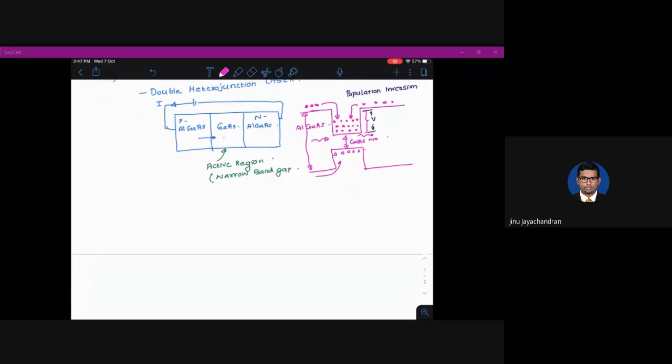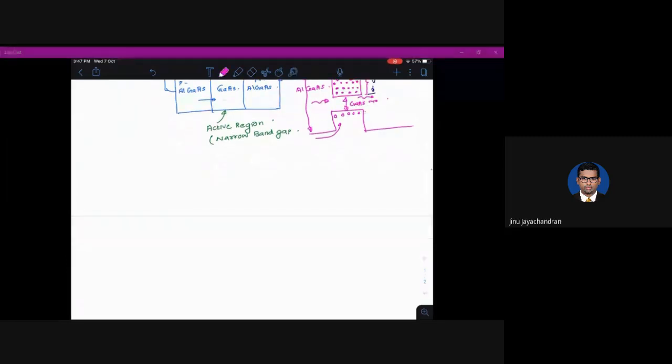So whatever photon you are giving in, it will not be absorbed by aluminum gallium arsenide because it has a higher band gap. It will be absorbed only by the gallium arsenide because it has a smaller band gap, and it will produce the stimulated emission.